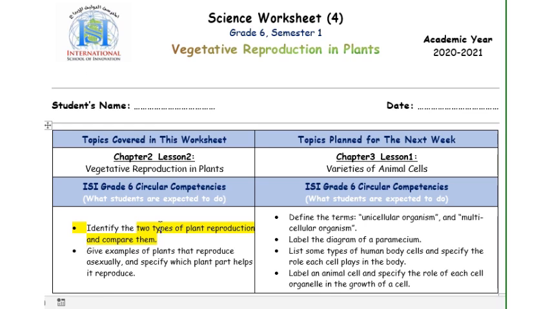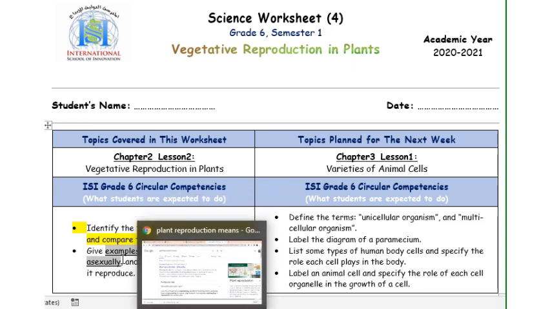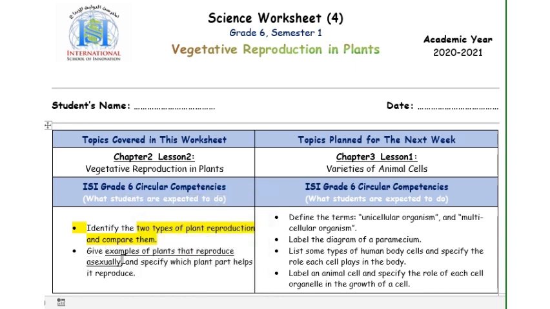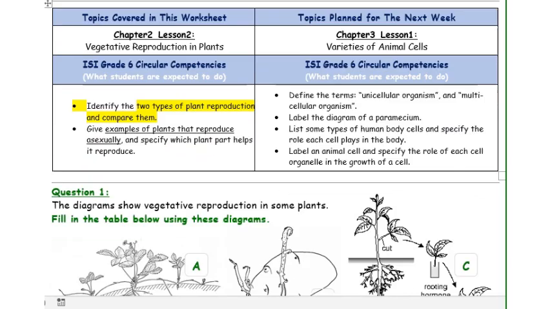We have sexual reproduction that requires the presence of the two organs, male and female organ, and asexual reproduction that allows the production of new offspring out of a plant. What are different examples of plants that reproduce asexually? So we talked about the strawberry plant, about the potato plant, the mint plant, and many more. So let's start with question 1.